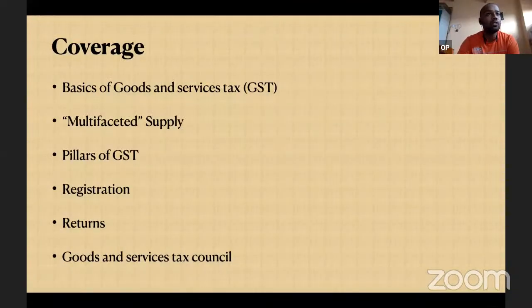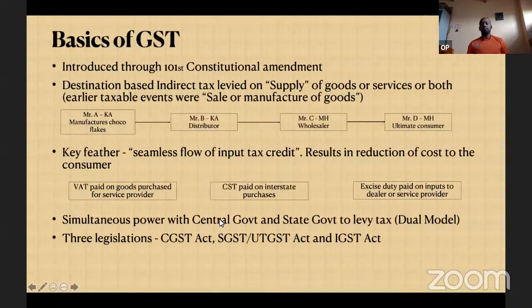Council, who heads the Goods and Service Tax Council, and what is its relevance in the modern day GST law. Now let us start first with the basics of GST law.